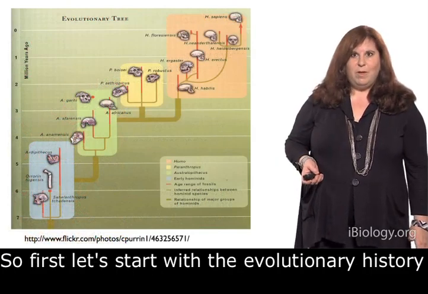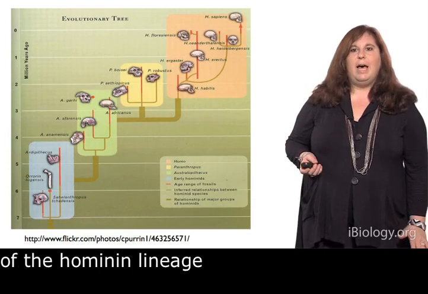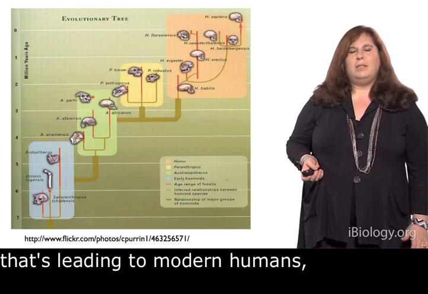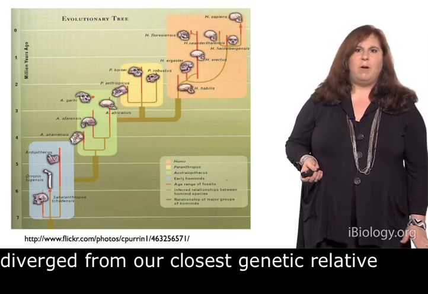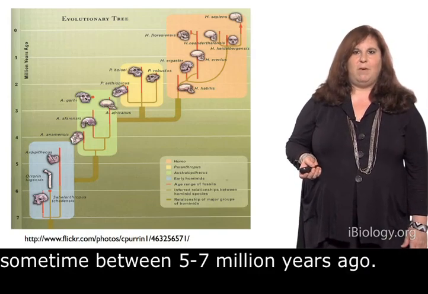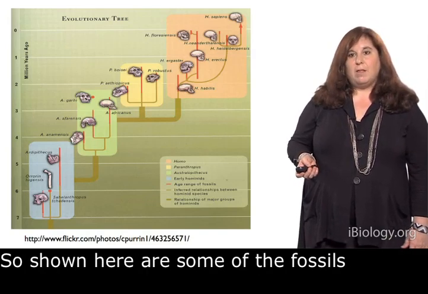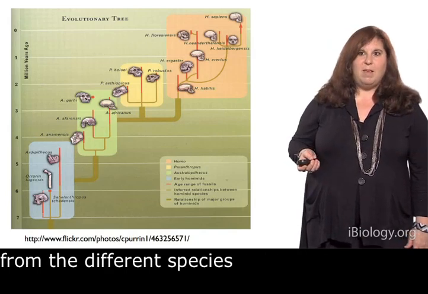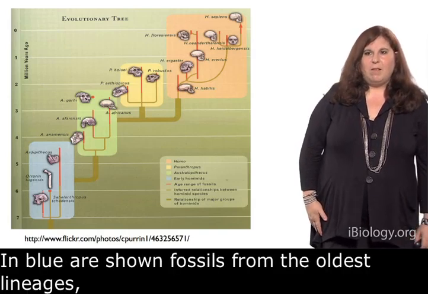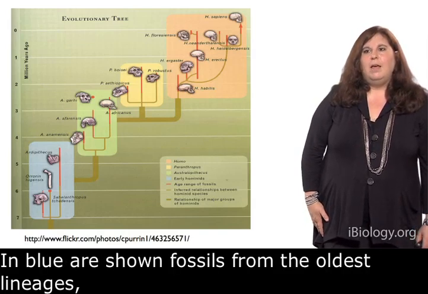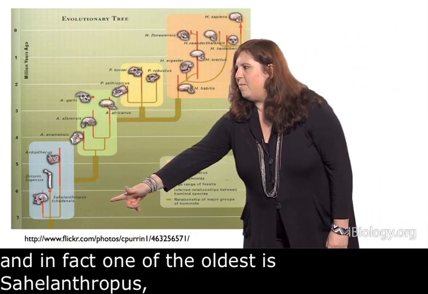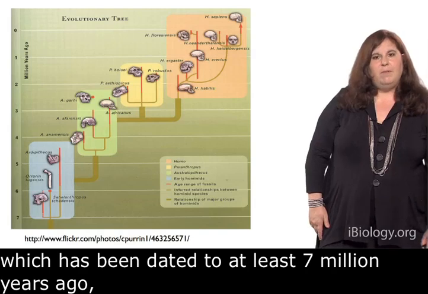So first, let's start with the evolutionary history of the hominin lineage that's leading to modern humans, and which begins around the time that we diverged from our closest genetic relative, the chimpanzee, sometime between 5 to 7 million years ago. So shown here are some of the fossils from the different species preceding anatomically modern humans. In blue are shown fossils from the oldest lineages, and in fact, one of the oldest is Sahelanthropus, which has been dated to at least 7 million years ago.